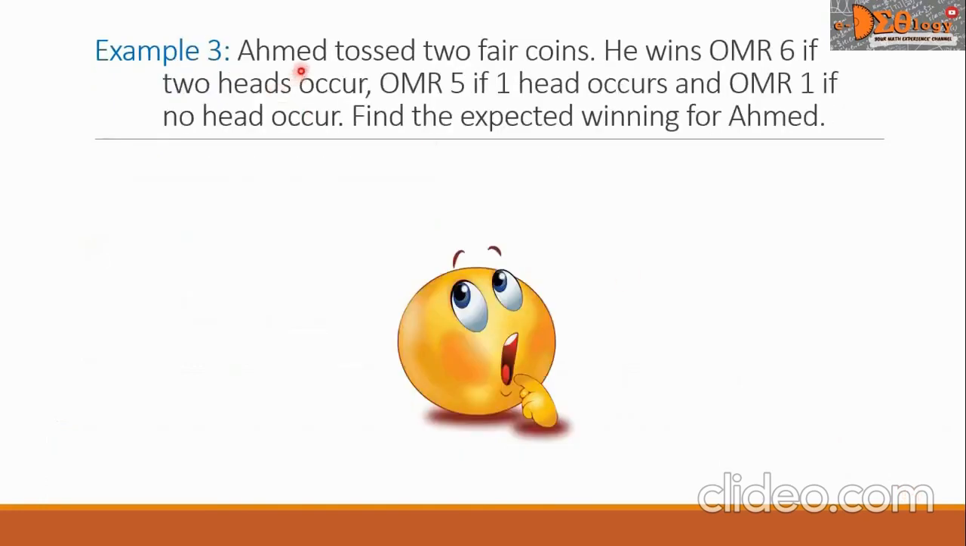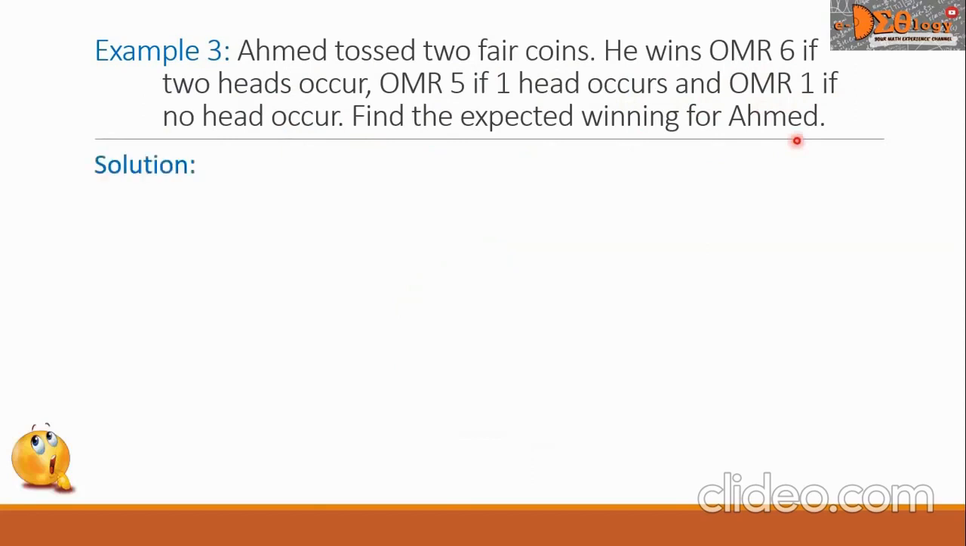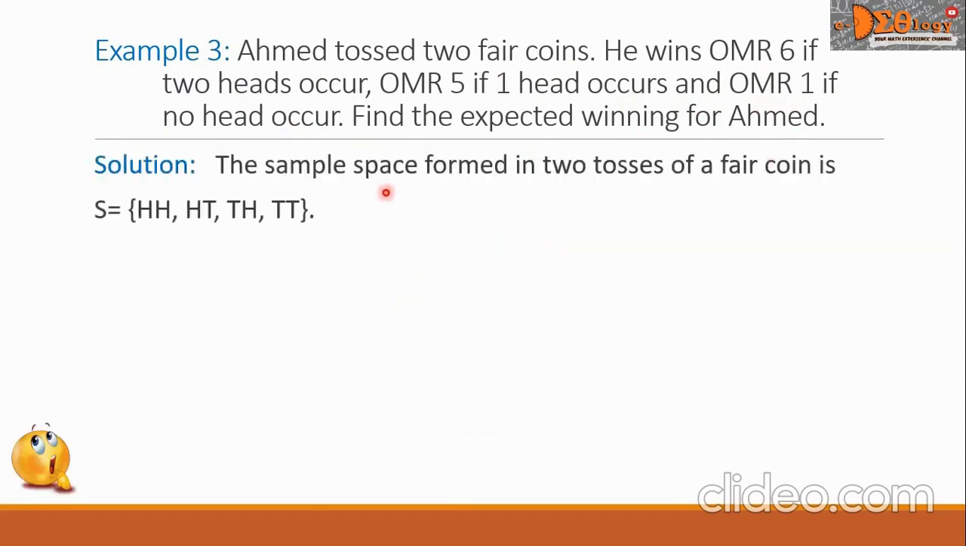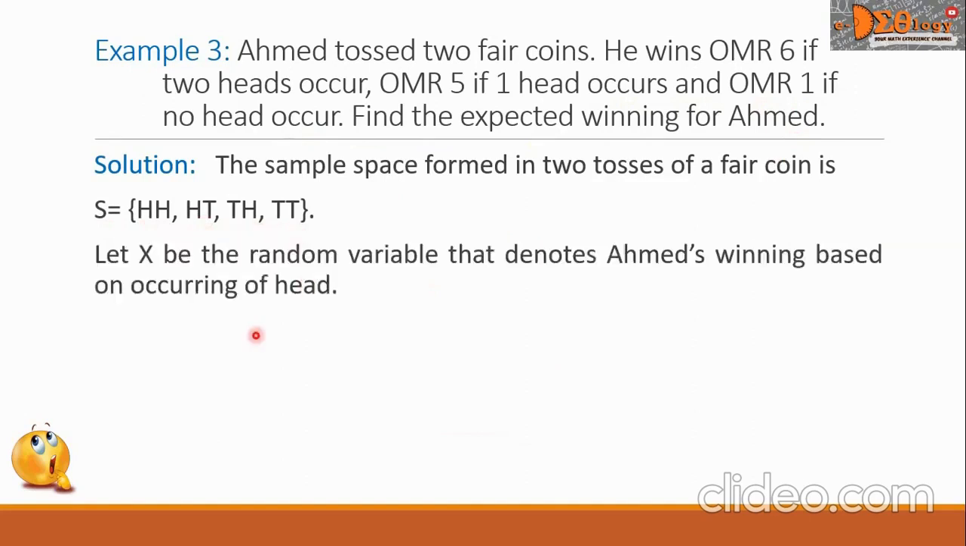Example 3. Ahmed tossed 2 fair coins. He wins 6 Omani Riyals if 2 heads occur, 5 Omani Riyals if 1 head occurs, and 1 Omani Riyal if no head occurs. Find the expected winning for Ahmed. For our solution, let us write the sample space. So we have here the S equals HH, HT, TH, and TT. We let X be the random variable that denotes Ahmed's winning based on occurring of head.